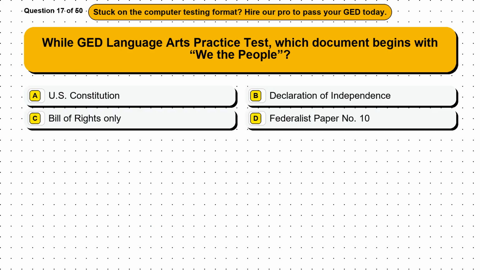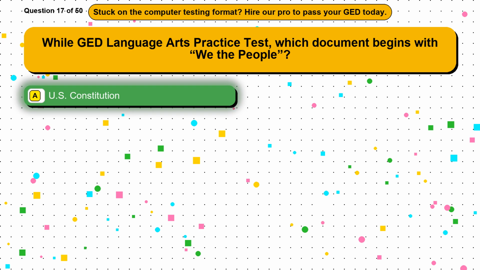Question 17. While GED language arts practice test, which document begins with "We the People"? Option A, U.S. Constitution. Option B, Declaration of Independence. Option C, Bill of Rights only. Option D, Federalist Paper number 10. The correct answer is option A.